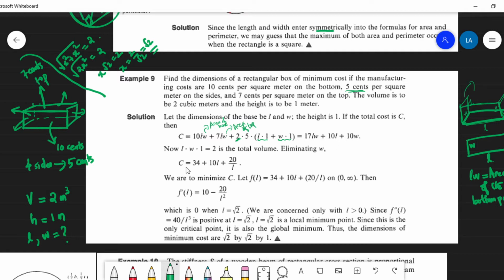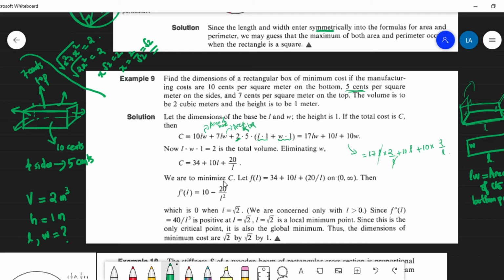So here after substituting, C is equal to 17 into L into W, which is 2 divided by L, plus 10 into L plus 10 into, instead of W, 2 divided by L. So when you solve for it, this L and this L will cancel because they are non-zero quantities. So you get 17 into 2, which is 34, plus 10L plus 20 divided by L. So you got the cost of making the rectangular box in terms of just one variable, which is the length of the rectangular box.